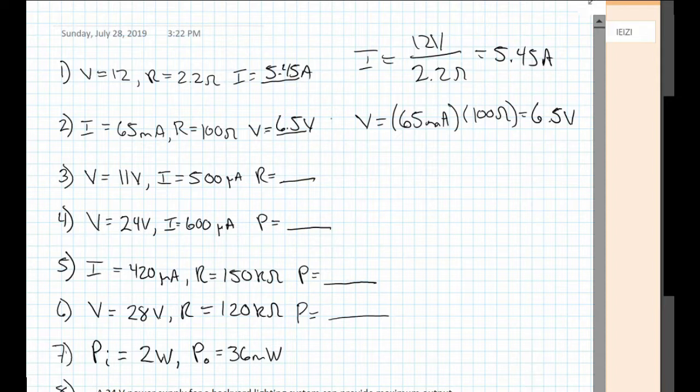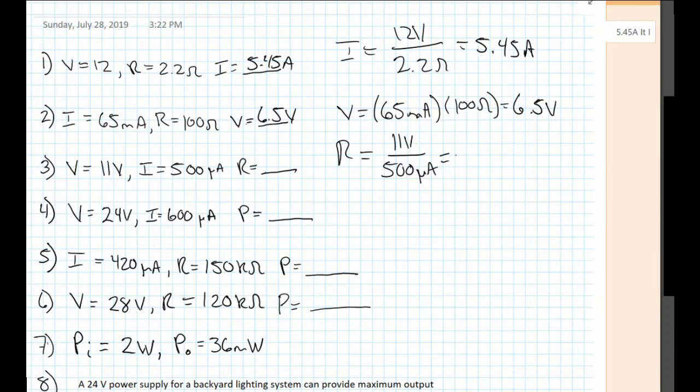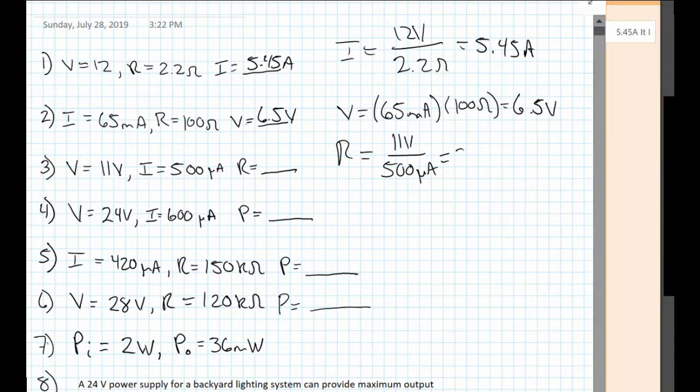All right, now we're looking for the resistance. So we know resistance is equal to volts, 11 volts over 500 microamps. So 11 divided by 500, second e to the negative 6. That'd be 22 kilo ohms.